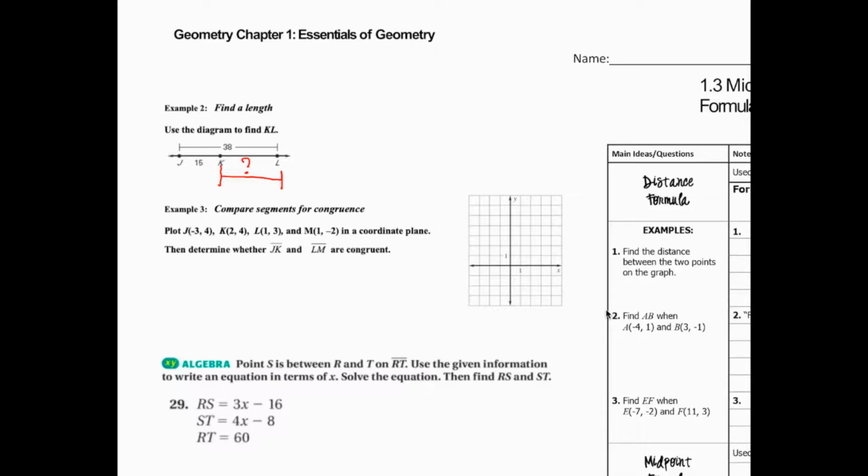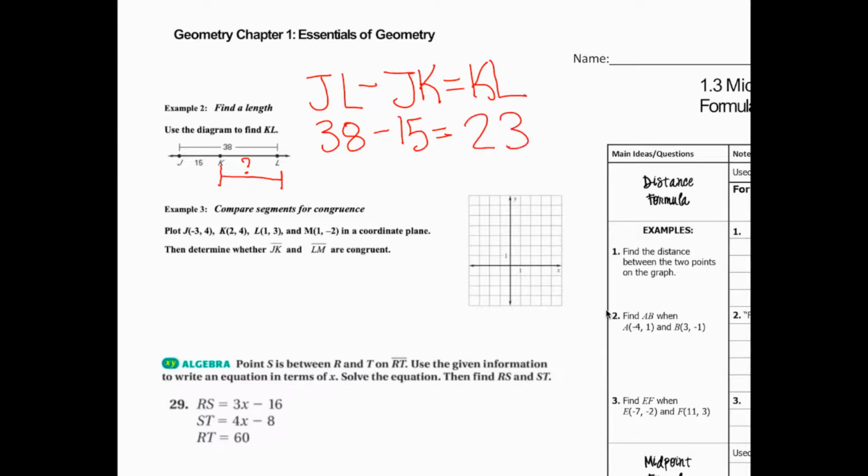So to solve this, I'm basically going to take JL minus JK, and that will equal KL, which is what I'm trying to solve for. So JL, the entire thing is 38, minus JK is 15, and we get 23. Okay, so that is example 2.